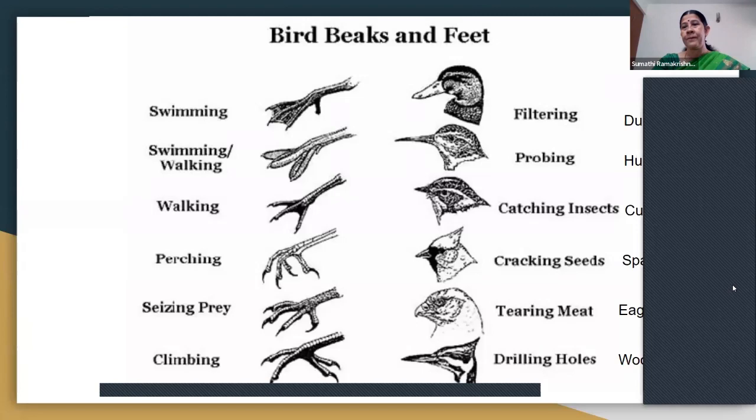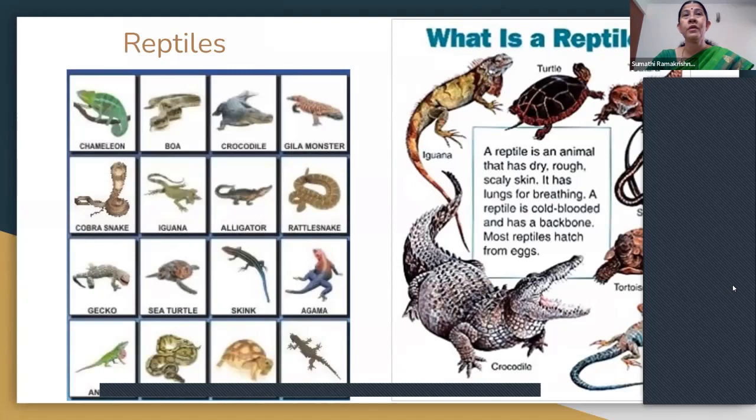Then we are going to talk about reptiles. Here he should know the main thing about a reptile is its rough scaly skin, and it has lungs for breathing. A reptile is cold-blooded and has a backbone. Most reptiles hatch eggs. I can give a few examples of reptiles. Can I move on to the next slide? Yes, ma'am.